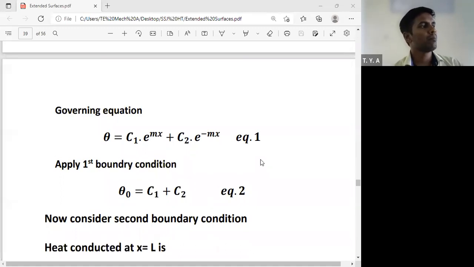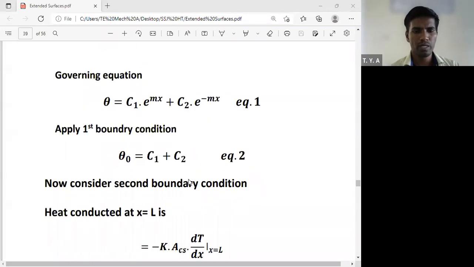तर आपण पहिली बाउंड्री कंडिशन पहिल्या दोन्ही केस मध्ये अप्लाय केली, त्यावेळेला आपल्याला इक्वेशन काय मिळालेलं आहे, theta 0 is equal to C1 plus C2. So directly we have to write down that equation. Apply first boundary condition. So we get theta 0 is equal to C1 plus C2, that is equation 2.